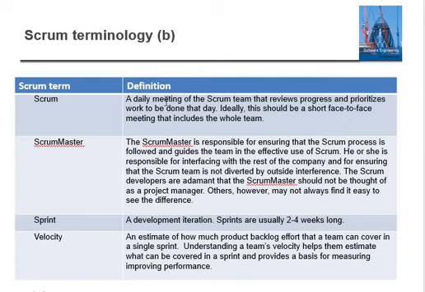Then the Scrum daily meeting is one important thing. Scrum is also a daily call, a daily meeting with all, let's say, the 8 developers working in the team. So there will be a Scrum call to manage and track the update of the tasks. The Scrum Master is responsible for ensuring the Scrum process is followed and guides the team in the effective use of Scrum. He or she is responsible for interfacing with the rest of the company and for ensuring that the Scrum team is not diverted by outside interference. Sprint is a development iteration, and as we said, a sprint is usually 2 to 4 weeks long.